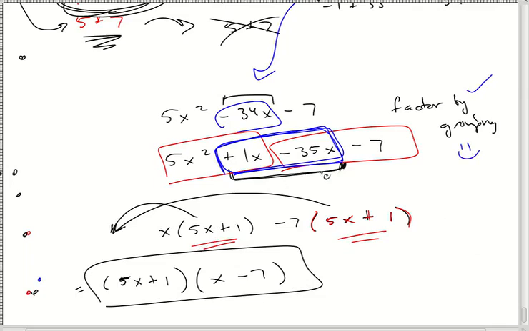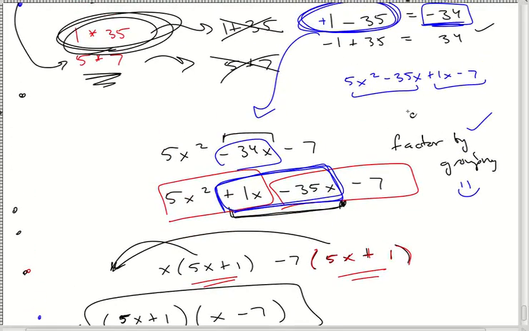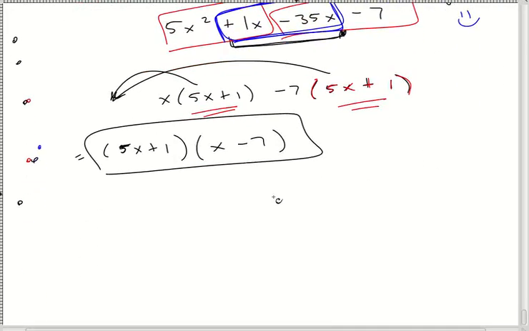You might be wondering, well, what if I had done a 5x squared minus 35x plus 1x minus 7? What if I did that instead? Could I still factor by grouping? Yep. You would get the exact same answer. It might be a different way of getting there, but it will still work. Okay? I don't know exactly how, but it will. Okay, cool. So this is good too. Either way is fine. Whew, that was a big problem. Any questions? Okay, moving on.